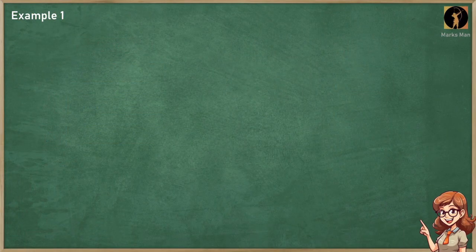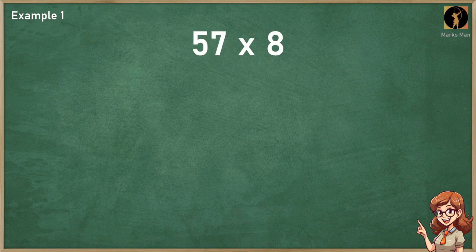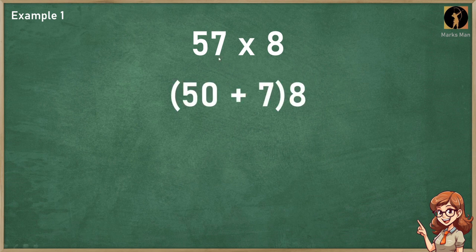First example, how do you solve 57 times 8 using mental math? What if we have a 2-digit number times a 1-digit number? So this is what you need to do. You need to separate the 2-digit number into each digit value. In number 57, the value of 5 is 50 and the value of 7 is 7.